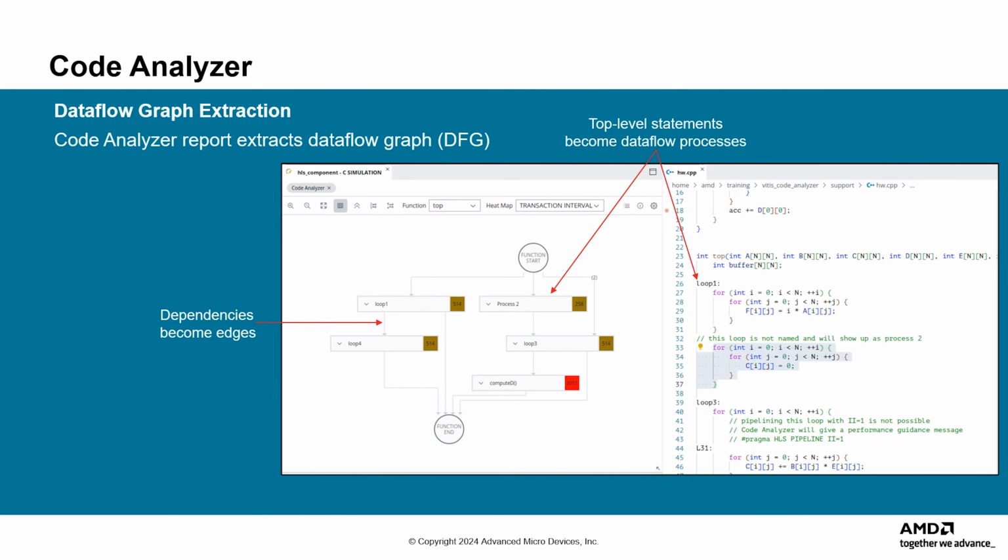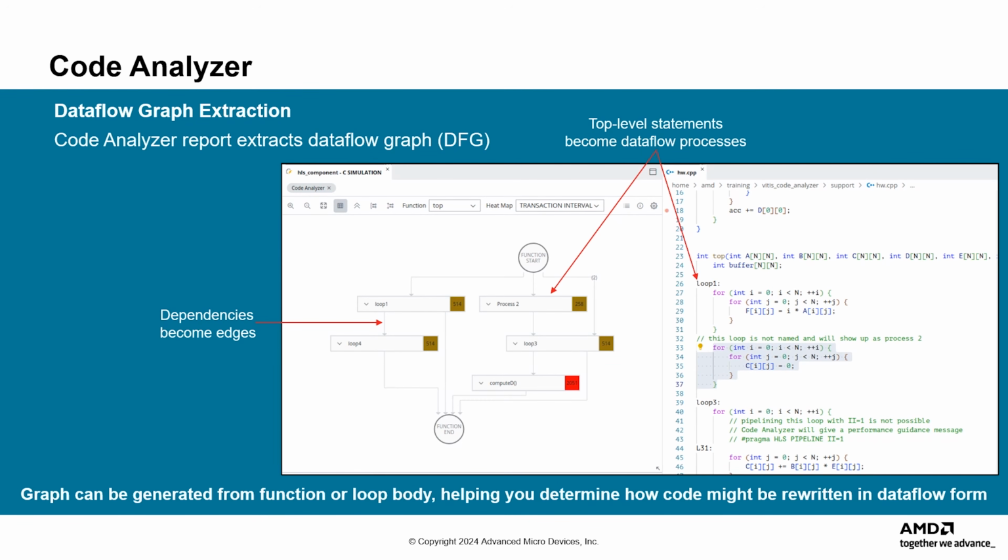The Code Analyzer report extracts a data flow graph in which top-level statements become data flow processes, or DFG nodes, and the data dependencies of these processes become data flow channels, or DFG edges. The graph can be generated from a function or loop body even when they are not in a data flow, helping you better determine how the code might be rewritten in a data flow form.